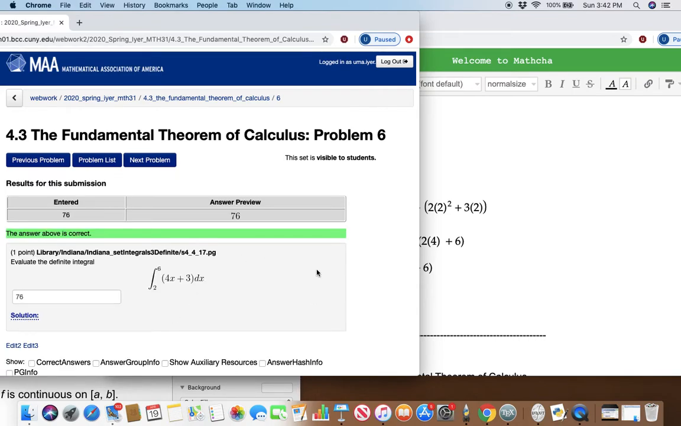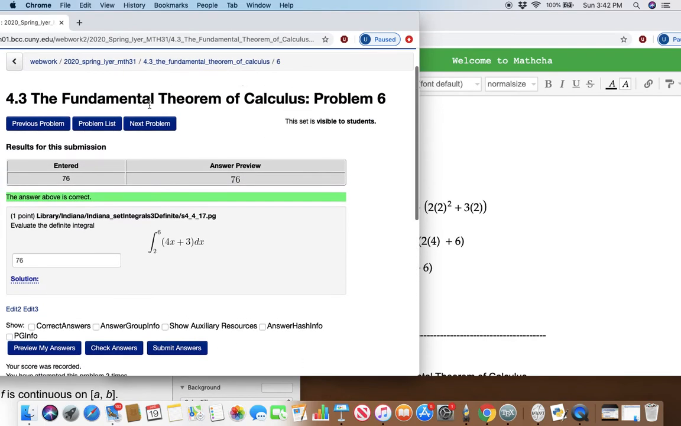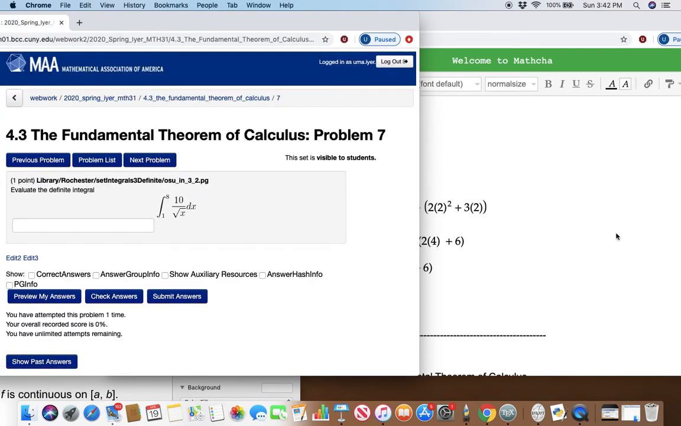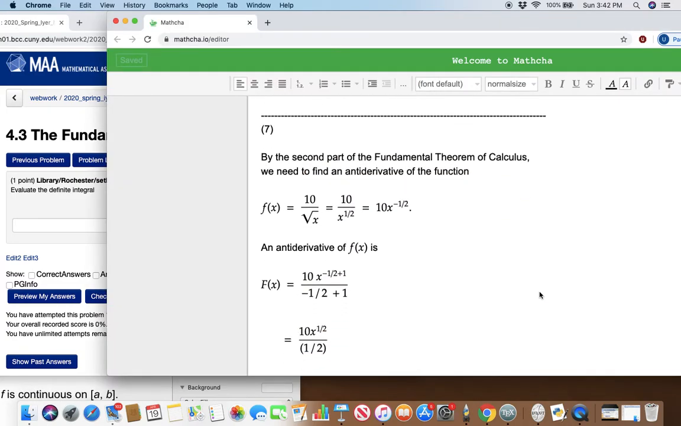All right, let's go one more problem. Okay, again, a definite integral from 1 to 8 of 10 over radical x. So you want to find an antiderivative of this. 10 over radical x. Rewrite it. Radical x is x to the power half. Bring it to the top, x to the power negative half. An antiderivative. So what do we do?